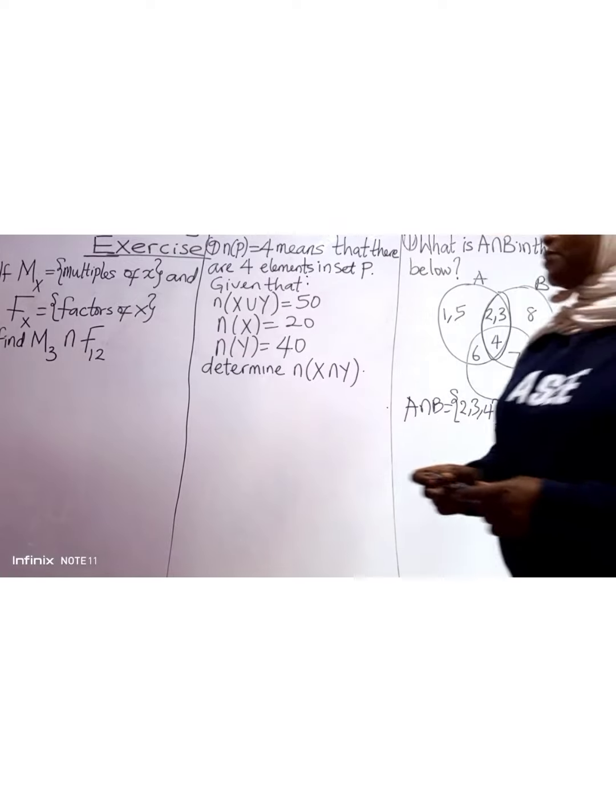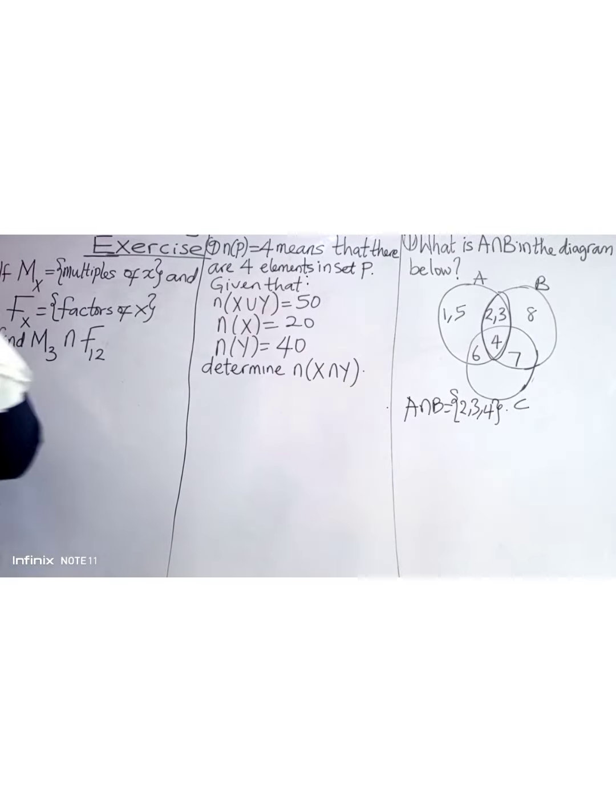Question 8. If m subscript x is equal to multiples of x and f subscript x is equal to factors of x, find m subscript 3 intersect f subscript 12. Now, anywhere we see x here, we can change it to any figure that we are given.